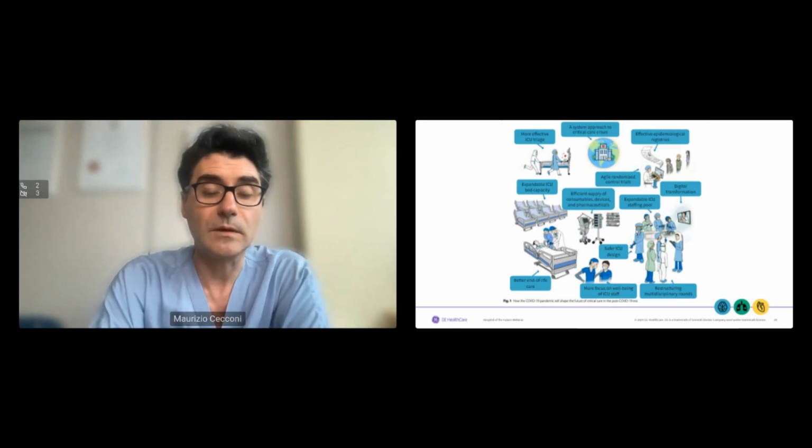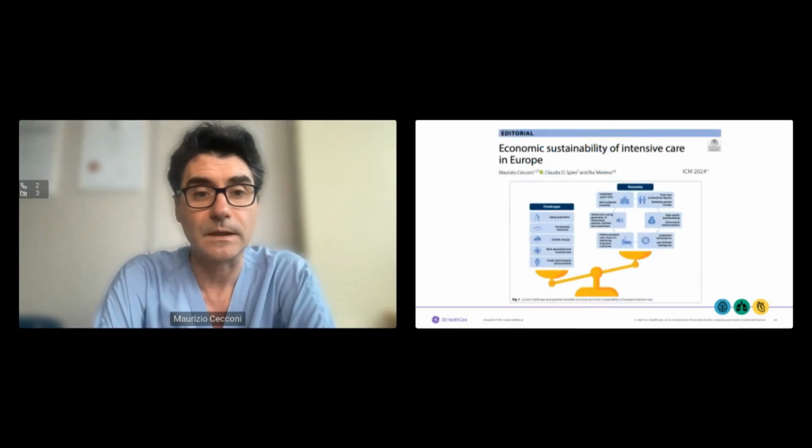And really, this is probably one of the major issues that we have in intensive care. With this increase in demand that Bob explained before and that we are seeing continuously in front of our eyes, it's just going to get worse, unfortunately, because thanks to the successes of medicine itself, populations are getting older.